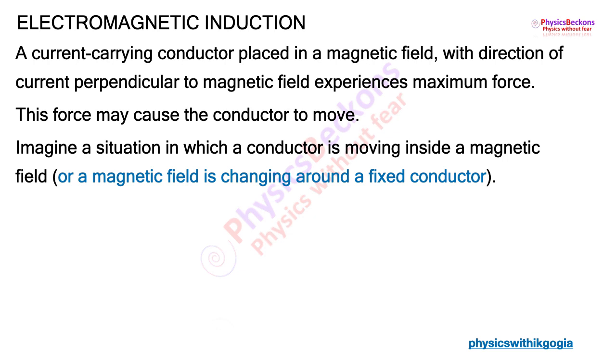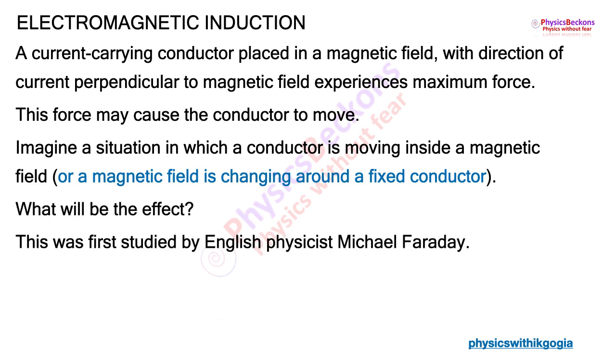Now, let us suppose that we have a conductor moving in a magnetic field, or we change the magnetic field around a fixed conductor. Earlier the magnet was fixed and the conductor could move. Here it is the reverse condition. The field is changed around a fixed conductor, or a conductor is moving inside a magnetic field. Let us see what will be the effect.